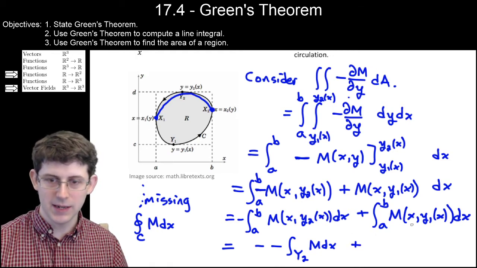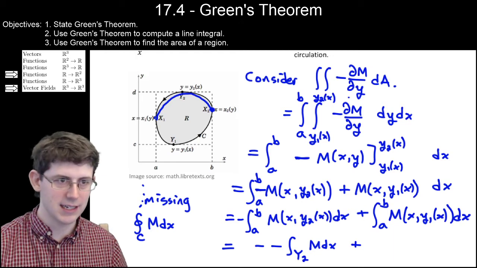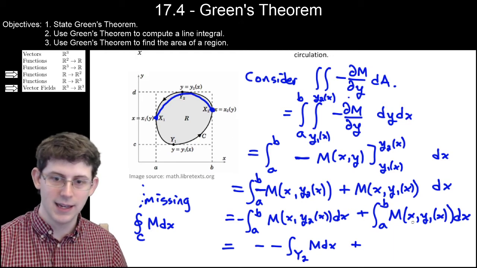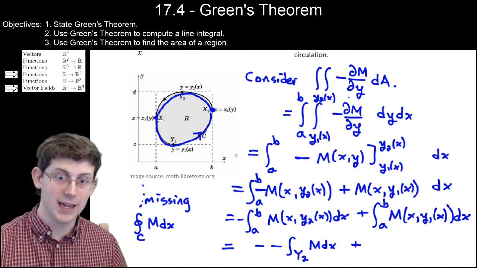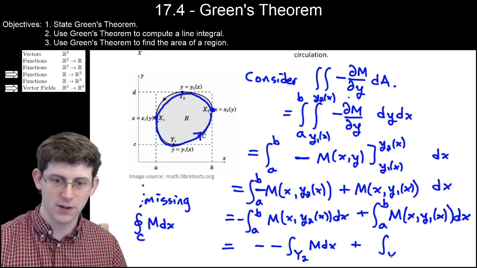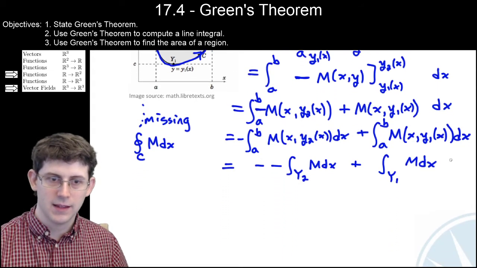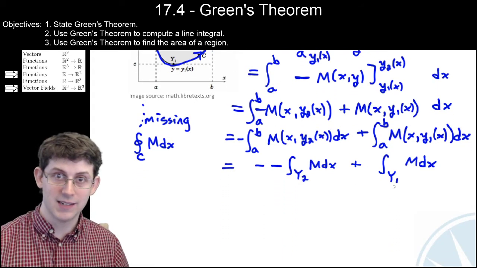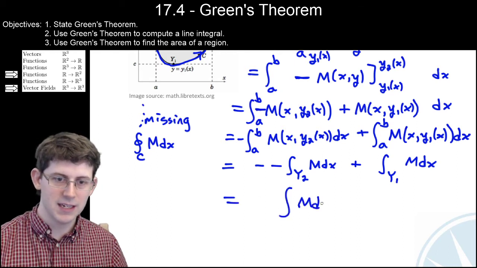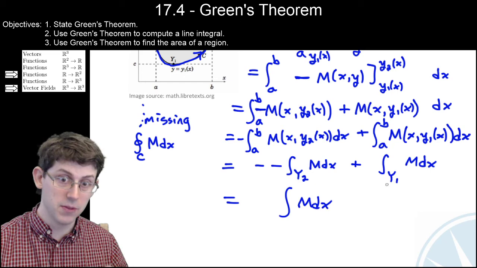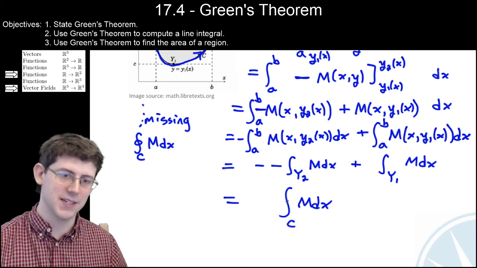Then I look at this one, and I say, okay, well, this one starts at x equals a and ends at x equals b, and it follows the curve y1. And that's actually going the correct way. So this is just the integral over y1 of m dx. This minus sign saved me, and I have plus for both. So this is the integral of m dx over the entire curve that follows both y1 and y2, and that's called c.